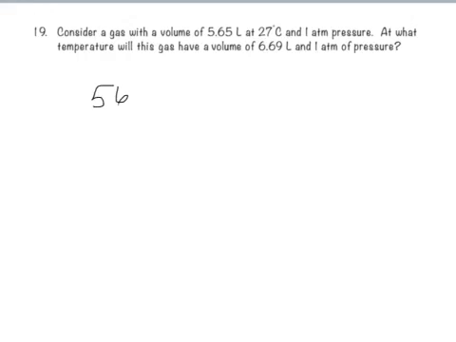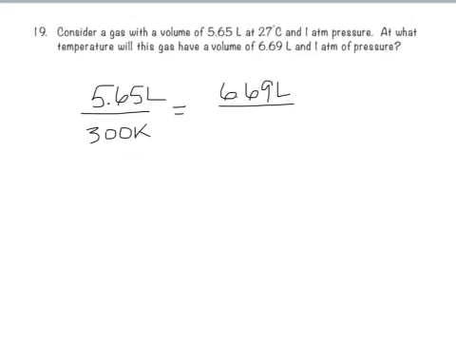So let's start out with a volume of 5.65 liters, and then the temp is 300 Kelvin. It's 27 plus 273. And then the final volume is 6.69 liters. And then the final temp is what we're trying to solve for.